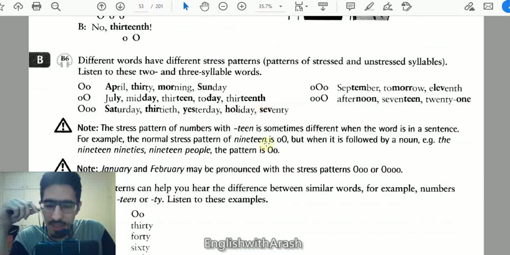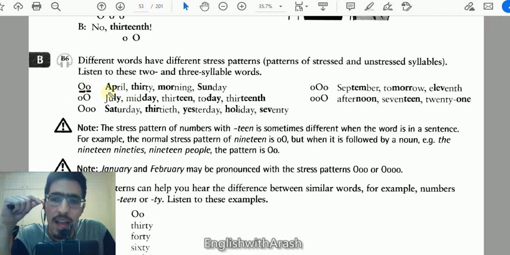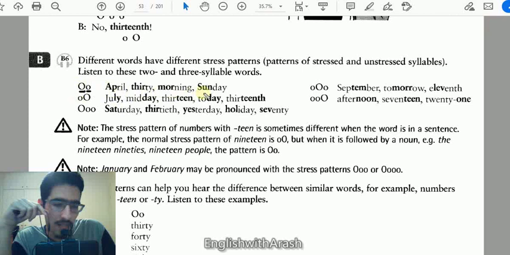So in this part, you're going to listen to some words that have this pattern, 2 syllables, and the first syllable is louder. I'm going to read them for you. April, 30, morning, Sunday. The next row, it's the same thing, but the stress goes on the second part. Again, 2 syllables. July, midday, 13, today.